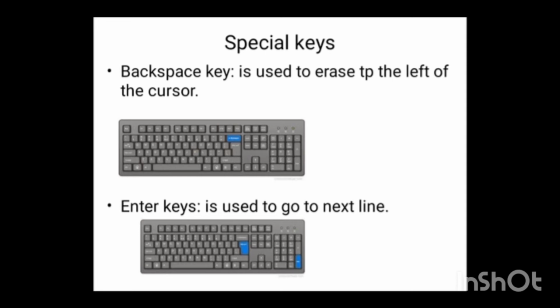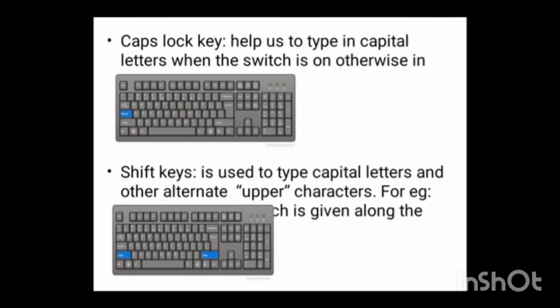Okay. Now, next one is enter key, which is in blue color. It is used to go to the next line. On the keyboard, we have 2 enter keys. One is in the numeric pad and the other in the main keyboard. Now, next one is caps lock key, which shows in blue. Help us to type in capital letters when the switch is on. Otherwise, it will be in small letters.